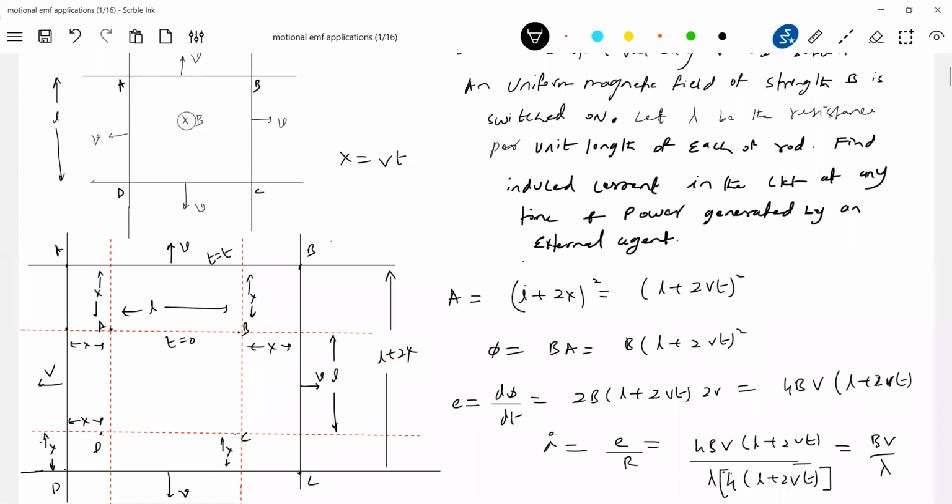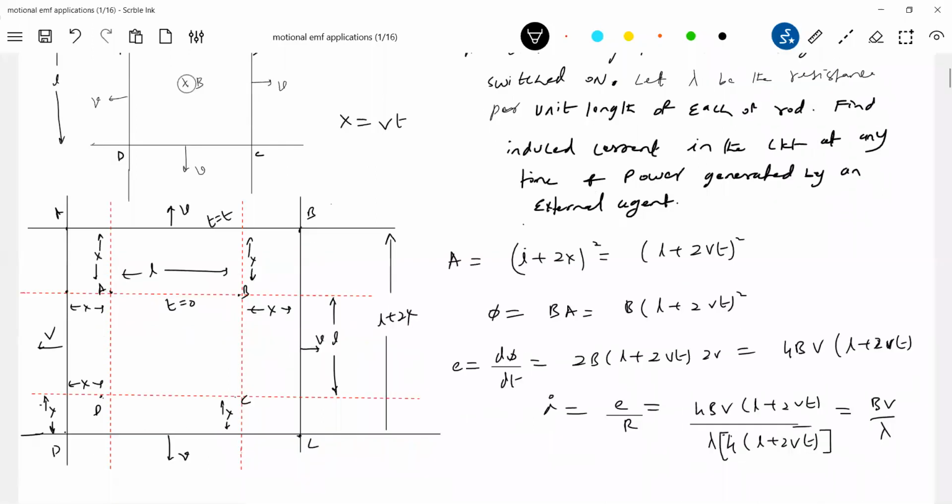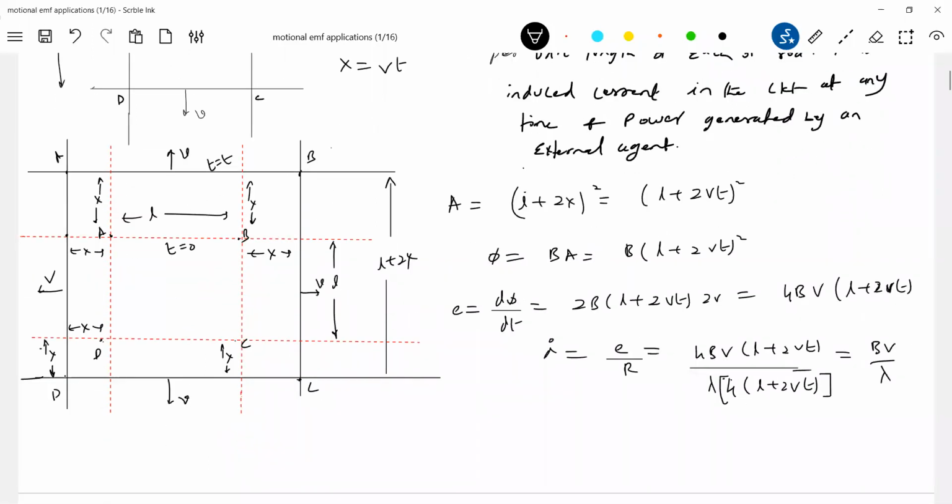Now what is being asked: find the induced current in the circuit at any time t. After that, the power generated by the external agent. We should supply power for all 4 rods, no? So we'll calculate the power on any one rod. What is the force you should apply? Let me calculate the external force on any one rod.